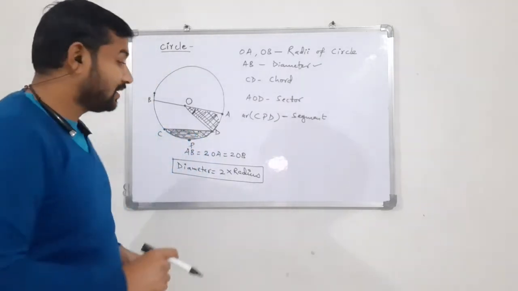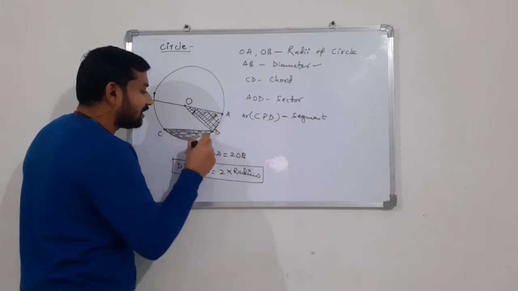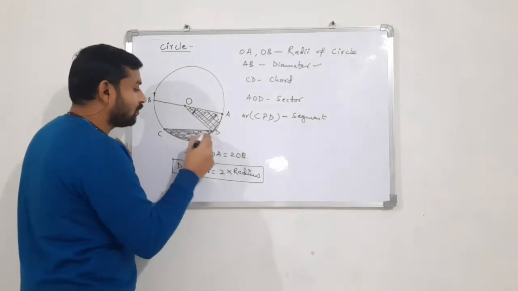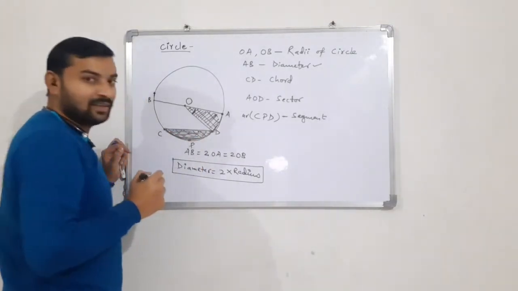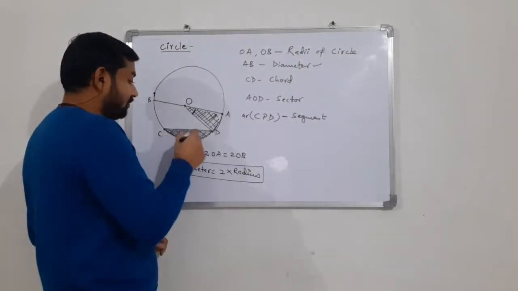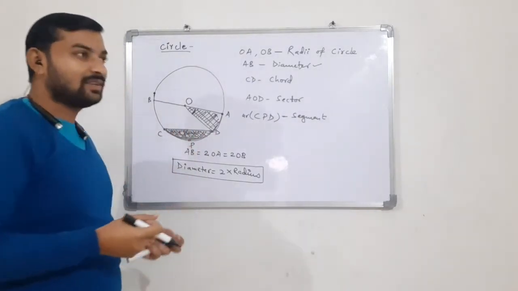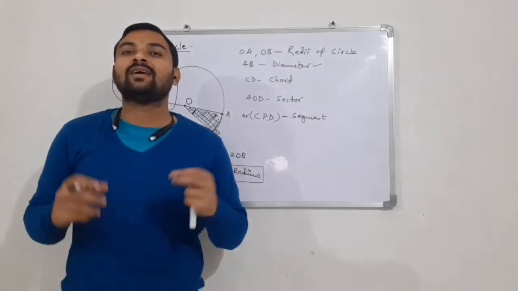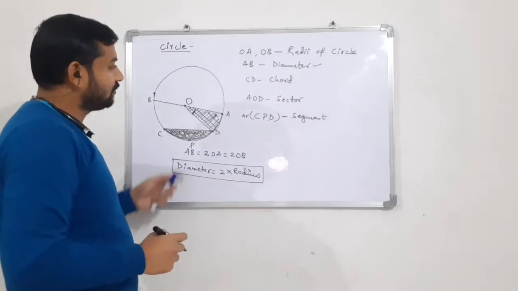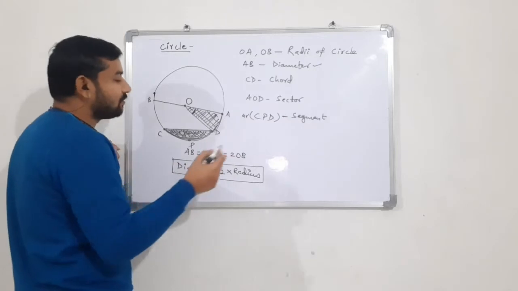So we can say a segment is the area enclosed between a chord and the corresponding arc. Just like in a sector we had an arc and a pair of radii, here we have a chord and the corresponding arc. So this is how we find the definition of a segment. Segment is a very simple thing. It is the area enclosed between a minor arc and the corresponding chord. So this is the point which I wanted to discuss: sector, then segment.